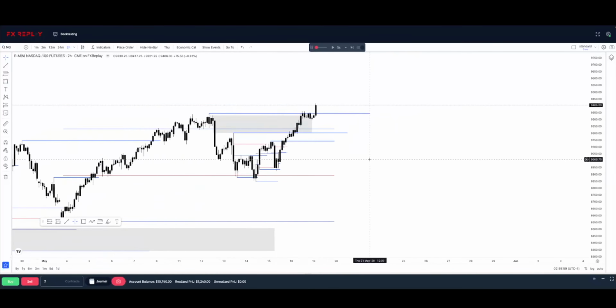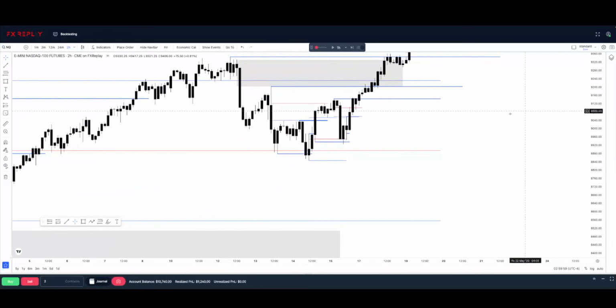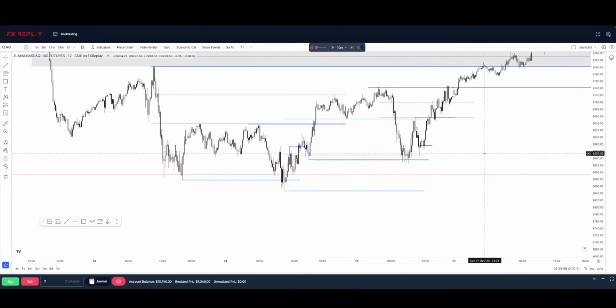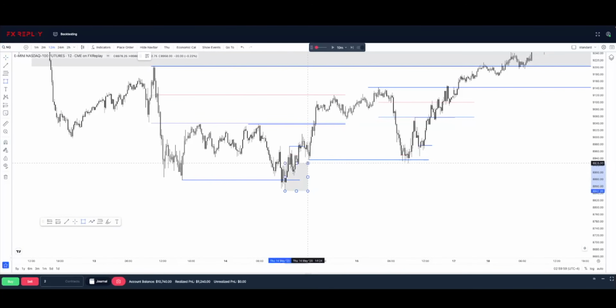But again, this is a good example, even though it doesn't come down to the 50. Think of the Mark II. I think this will be better. Hang on, let me go back to the 12. I want you guys to think of the Mark II not as a fib tool. I want you guys to think of the Mark II as a box.